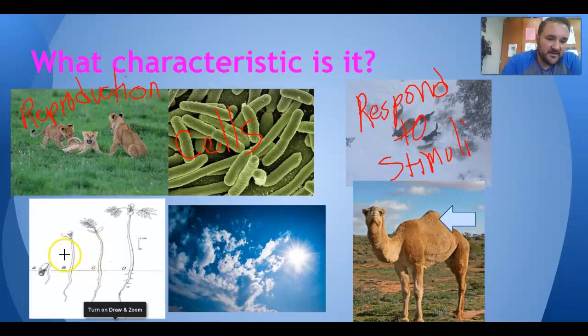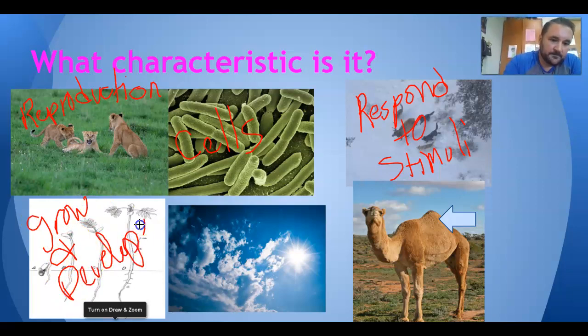Well, down here in this corner, you see that you have a seed, and it's getting bigger and bigger into a plant. Well, this is grow and develop. This next one's probably the easiest. Right here in the middle, we have the sun. This is that living things need energy. Now here, I have an arrow in here to kind of point that out to you. That's the camel's hump, correct? Well, the hump stores fat, so that is an adaptation.